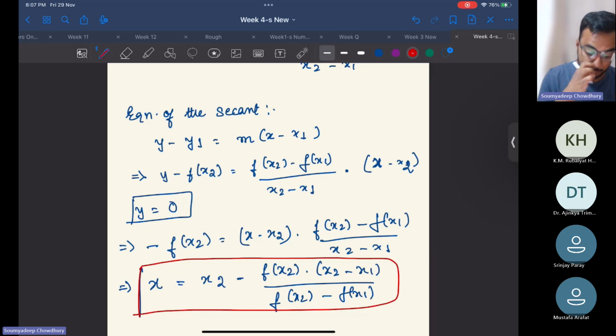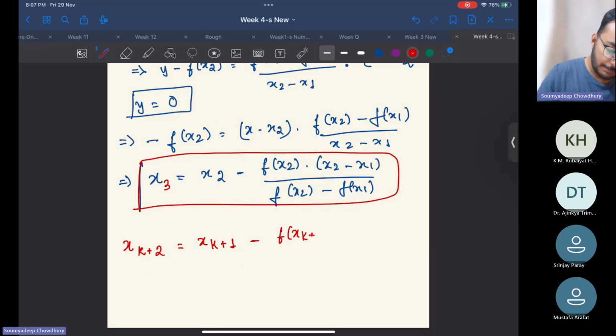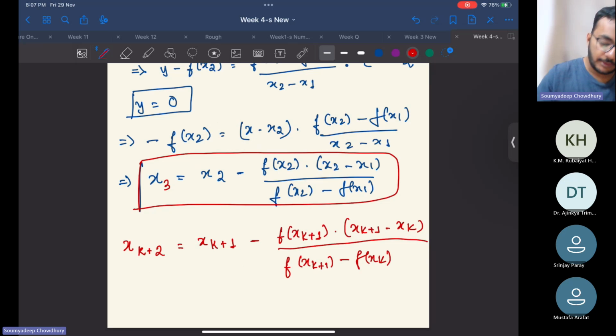This is the generalized expression for finding out the root using the second method. Or if we generalize it further, this is x3, right? So it is x of k plus 2 equals x of k plus 1 minus f of xk plus 1 into xk plus 1 minus xk by f of xk plus 1 minus f of xk. So this is the generalized expression.